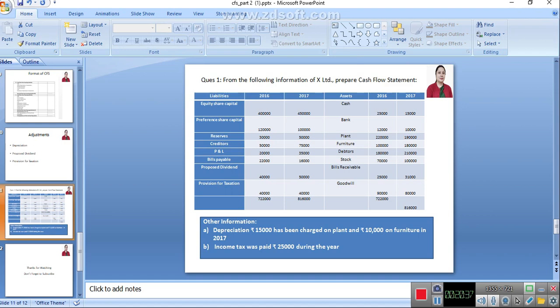Preference share capital was 1,20,000 and then it is 1 lakh. So it is showing you a decrease in preference share capital by 20,000. So here you will write decrease in preference share capital by 20,000. This decrease in preference share capital is basically redemption of shares. So redemption of preference share 20,000. It will be written within the brackets, 20,000.